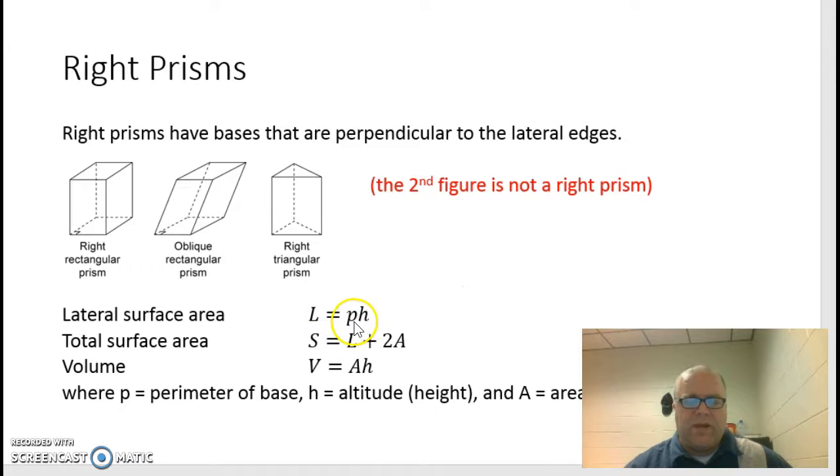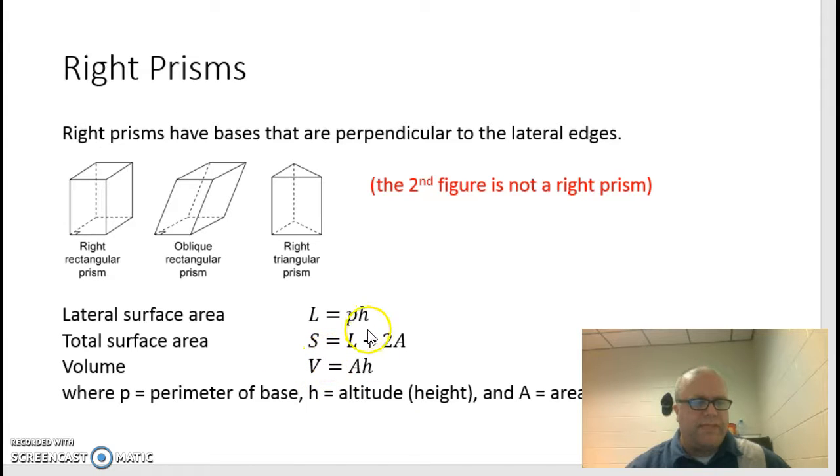Let's see what our variables mean. The small p is the perimeter of the base. That's just the distance around the base. The h is our altitude or height. That's the distance between the two parallel bases. And the big S is the surface area, and that's the lateral surface area plus 2 times the area of the base. And then we have the volume, which is the area of the base times the altitude or height.